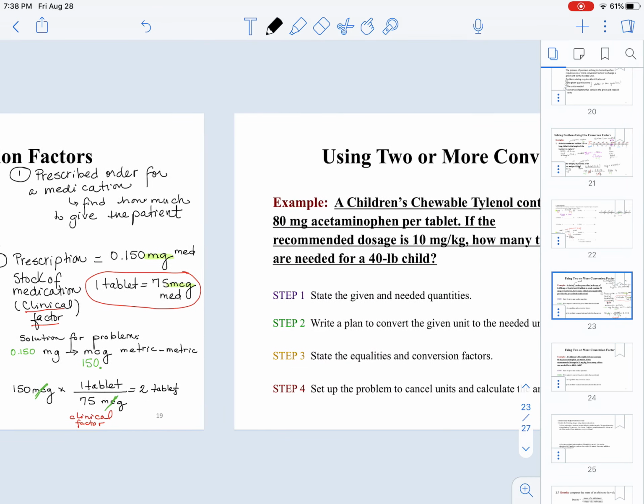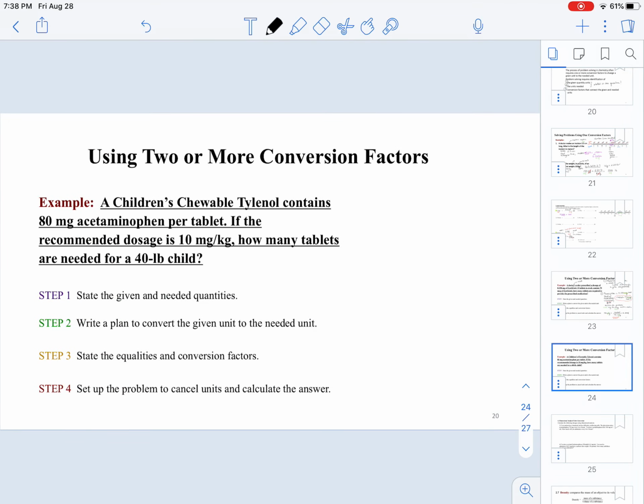Let's do another type of clinical problem. As you can see, the problem reads: a children's chewable Tylenol contains 80 milligrams of acetaminophen per tablet. If the recommended dosage is 10 milligrams per kilogram, how many tablets are needed for a 40-pound child?